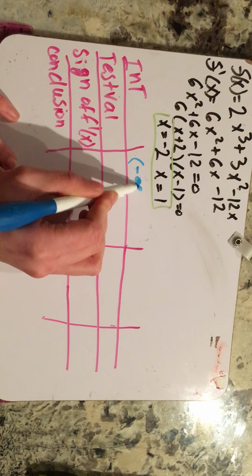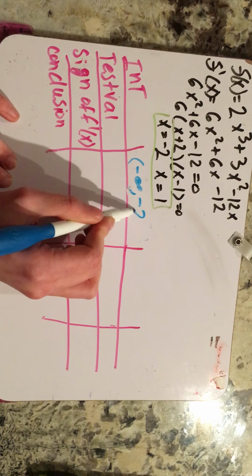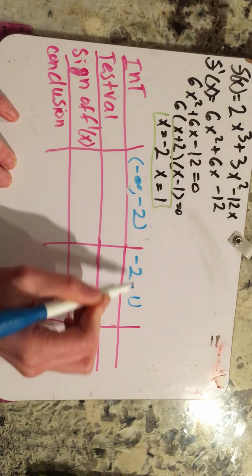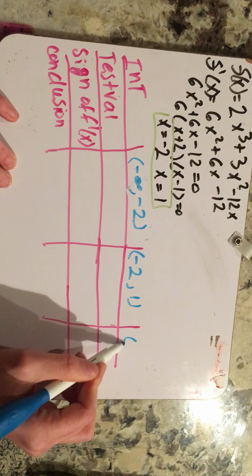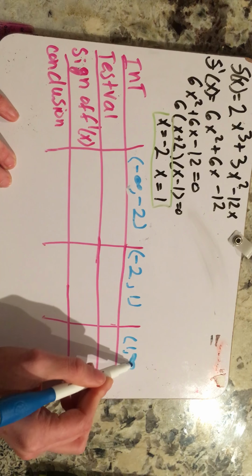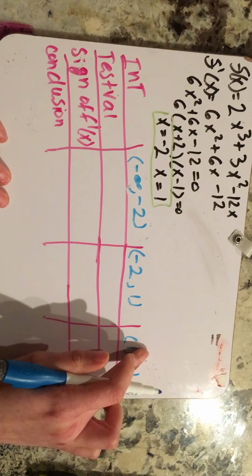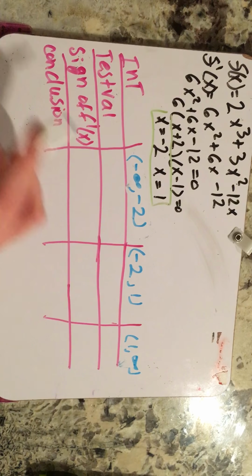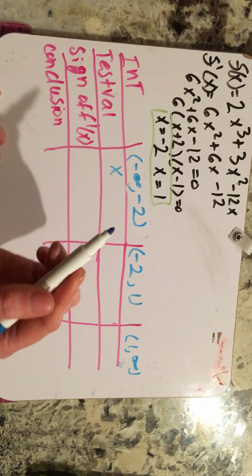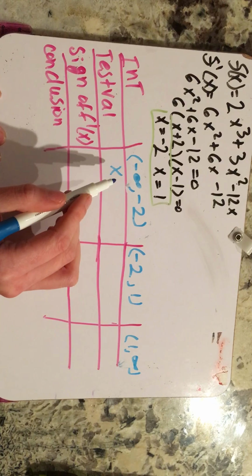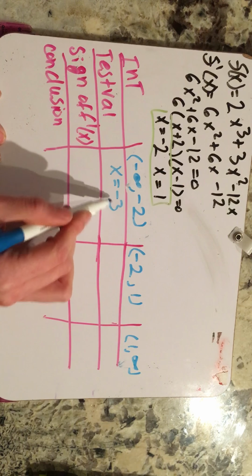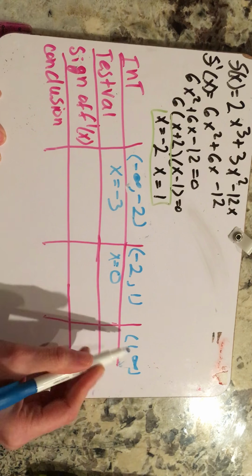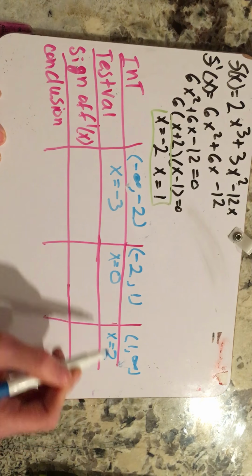Negative infinity to -2. -2 to 1. And 1 to infinity. Okay. That's a messy infinity symbol. Okay. So I'm going to use our test value as being, let's say, -3. How about here? Let's use 0. And here, set x equals 2.